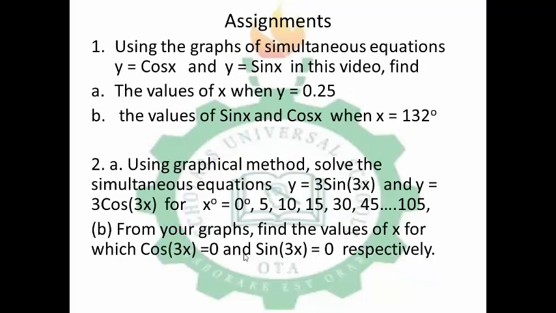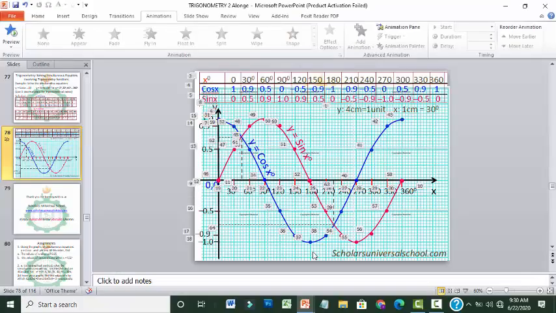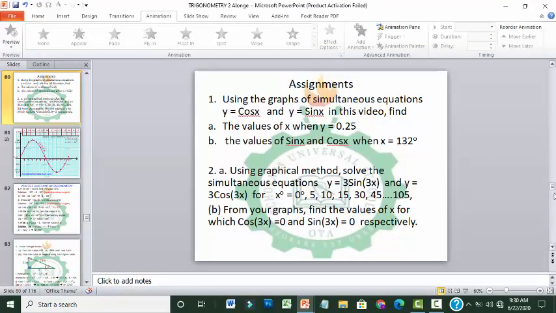Remember to do this assignment. In the graph which you have just watched, you have to write the points of intersection which I have told you: y equals 0.7 and x equals 45°, and the second one, y equals minus 0.7 and x equals 225°.